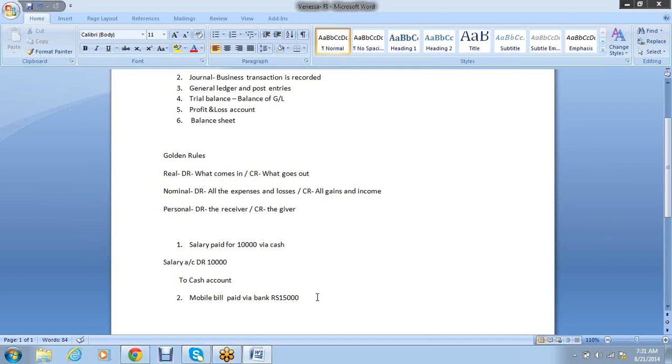So how can a company pay a mobile bill? Why not? For example, let's say you are using a company mobile bill. You are using it, but for the company's use. So on your behalf, the company will pay, right? So it's again an expense for the company.